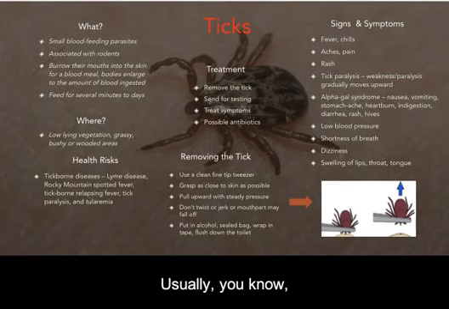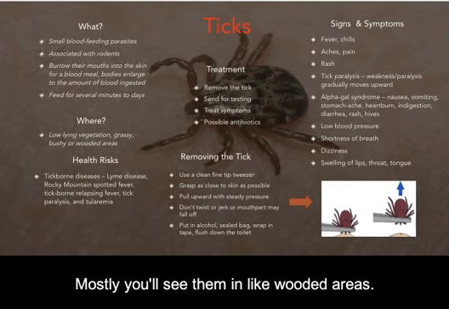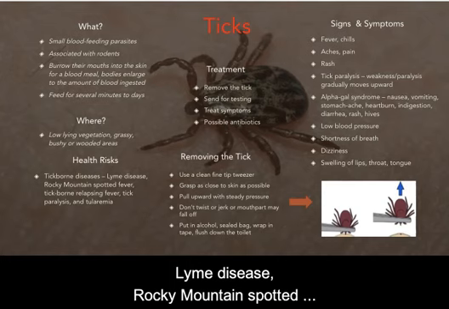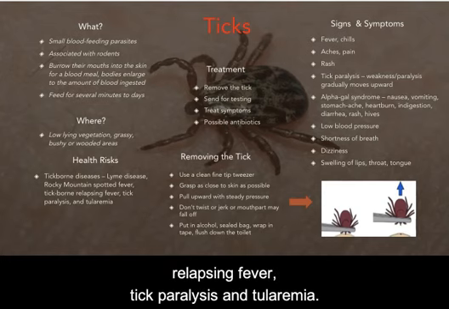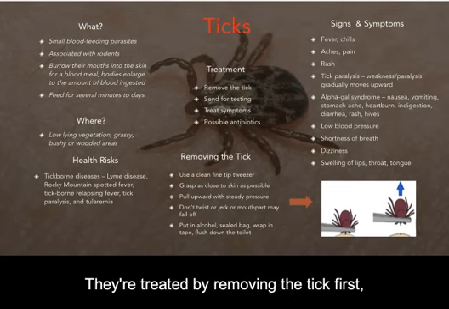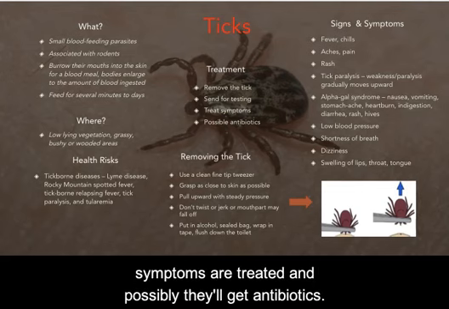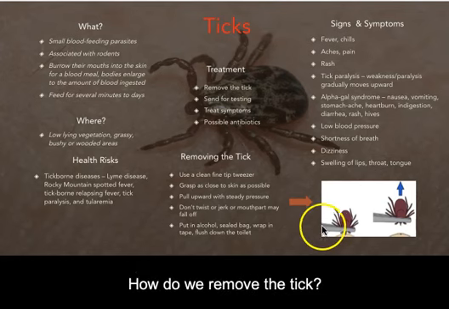They're found usually lying around vegetation, grassy, bushy, or wooded areas. Mostly you'll see them in wooded areas. The health risks include tick-borne disease, Lyme disease, Rocky Mountain spotted fever, relapsing fever, tick paralysis, and tularemia. They're treated by removing the tick first, then it's sent for testing, and then symptoms are treated, and possibly they'll get antibiotics. How do we remove the tick?